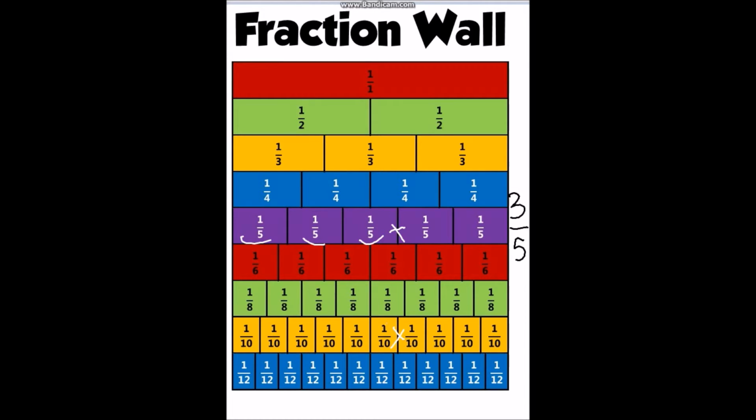So we need to actually look at these on the 10 denominator scale here, and we can count these up. So 1, 2, 3, 4, 5, 6. So we can actually see that 6 out of 10 is equivalent to 3 out of 5, which is really kind of cool.